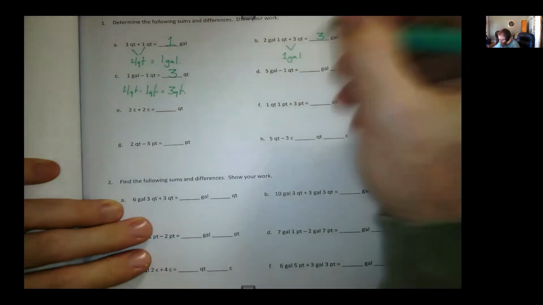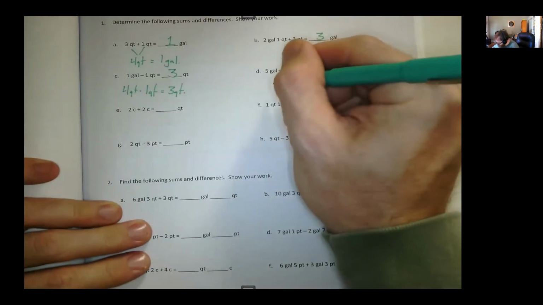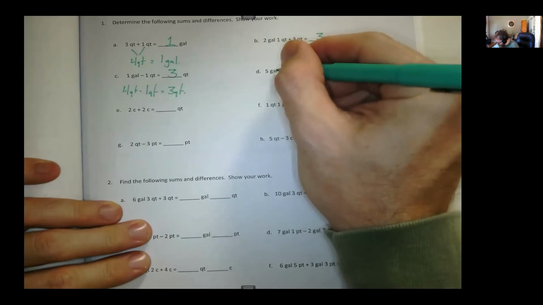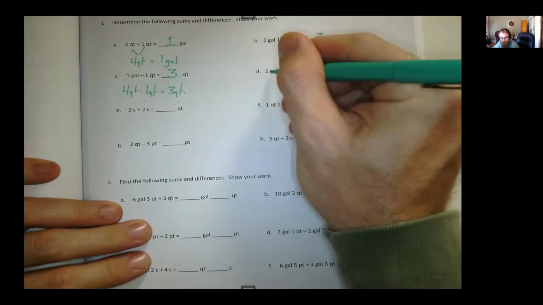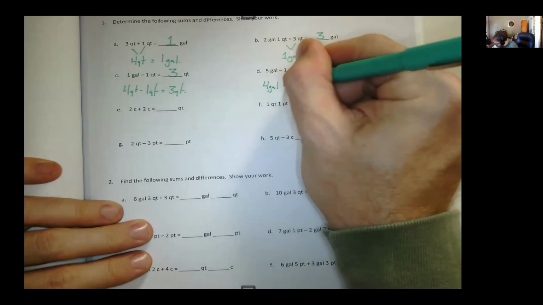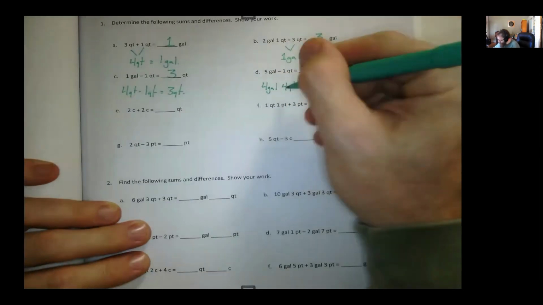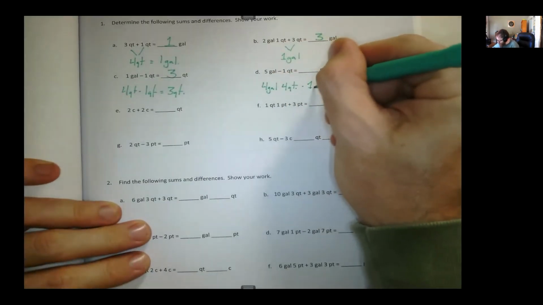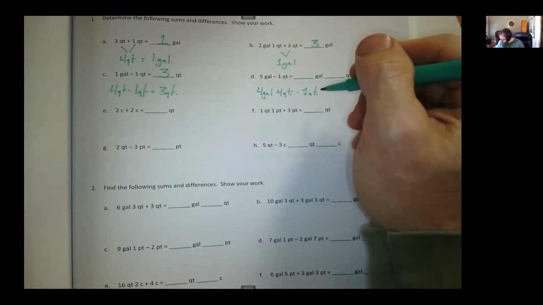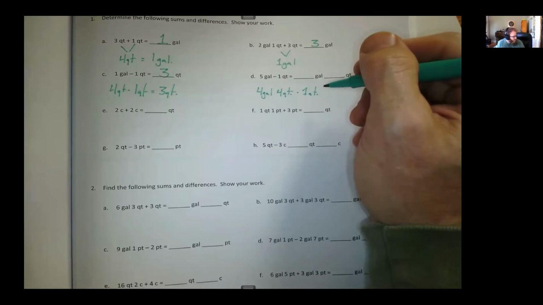5 gallons minus 1 quart. Well, let's take one of these gallons and convert it to quarts. So we can represent 5 gallons in a different way by calling it 4 gallons, 4 quarts. If we have 4 gallons, 4 quarts minus 1 quart, that leaves us with 4 gallons, 3 quarts.